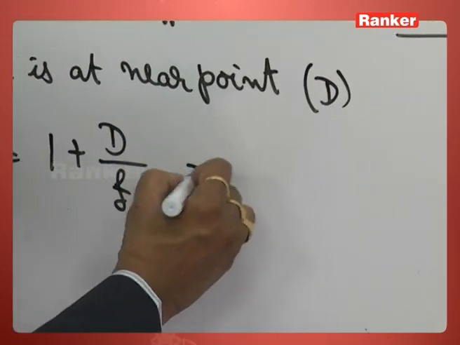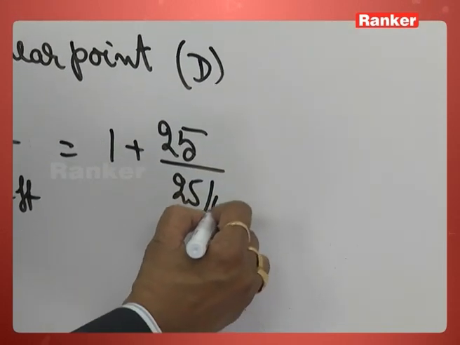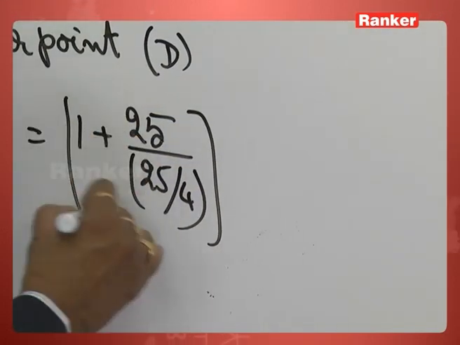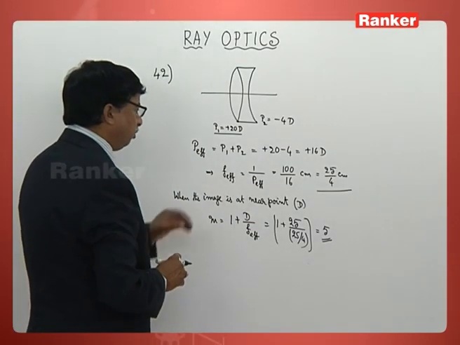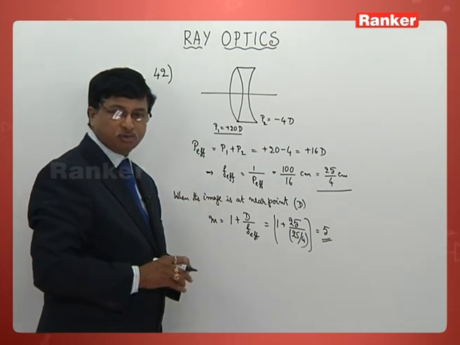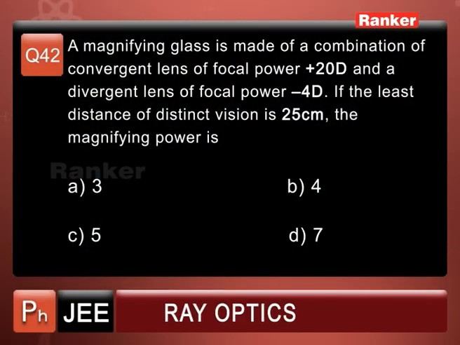We know the value of D is given as 25. So 25 by 25 by 4. So the total value will be how much? Simply 5. So the magnifying power of this simple microscope must be 5. Seeing the options, the first option is 3, second is 4, third is 5, and fourth is 7. So this is exactly the third option. We can write the answer for this question as C.